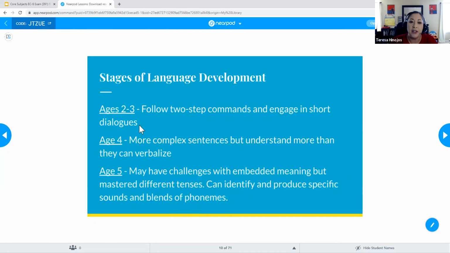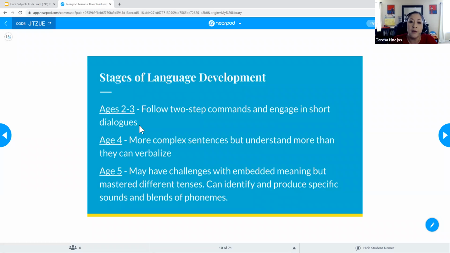Okay, the next one would be around ages 2 to 3. And in this stage, they're going to be able to follow 2-step commands, right? So you can give them 2 sets of instructions and they're able to do them. And then they're able to engage in short dialogues. So at around this age, they're understanding how sentences are put together. So instead of give milk me, it's give me the milk, please, or please, can I have milk? So they kind of have their shorter sentences, but they understand the way sentences are structured.